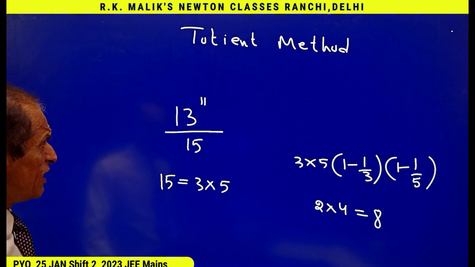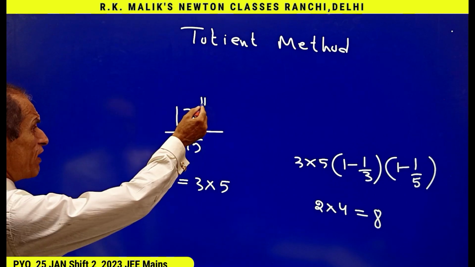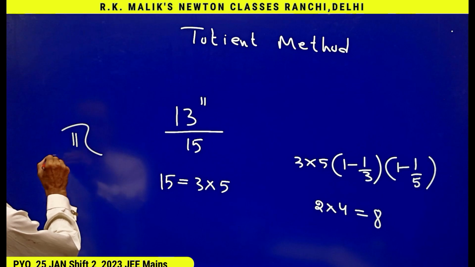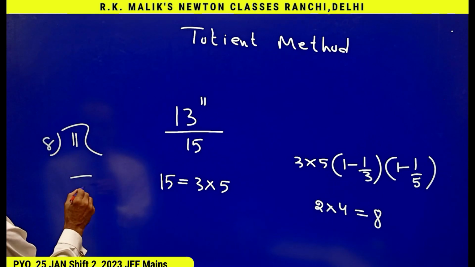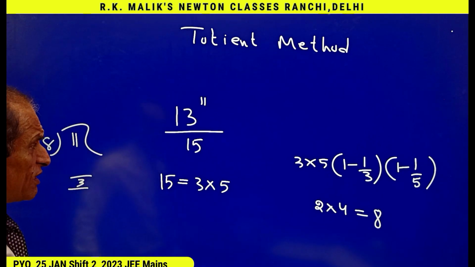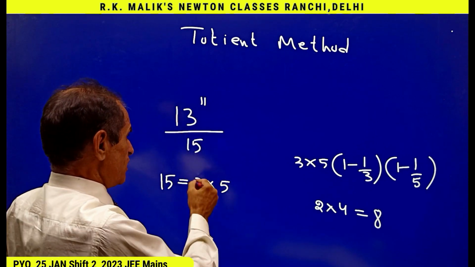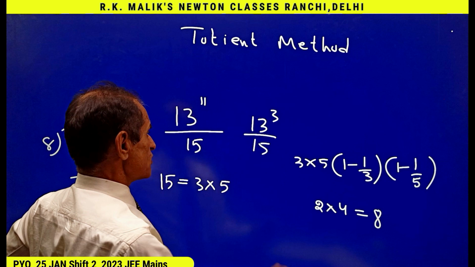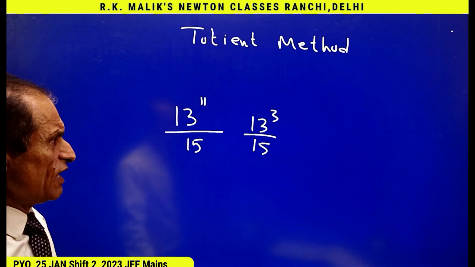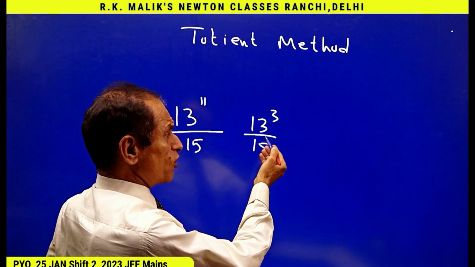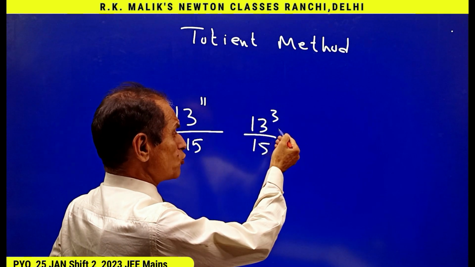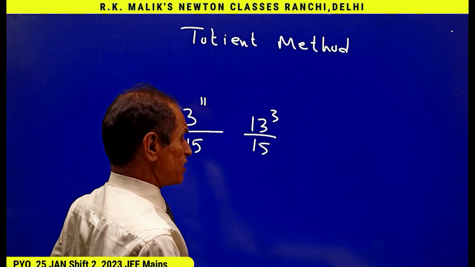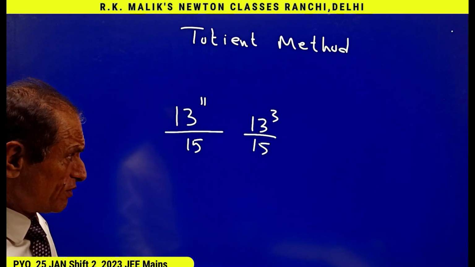And now, next step, as I told you, divide the power by the quotient. That is, when 11 is divided by 8, the remainder is 3. Hence, I can say the remainder in this case and the remainder in this case are the same. And you will say, still it is not so easy because 13 cube is a big number and dividing 13 cube by 15 is also not so easy.